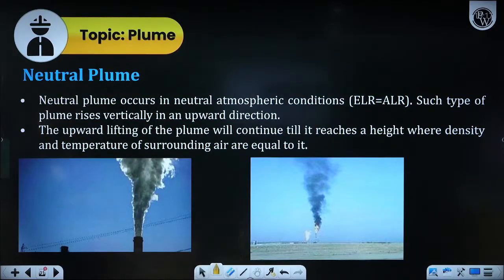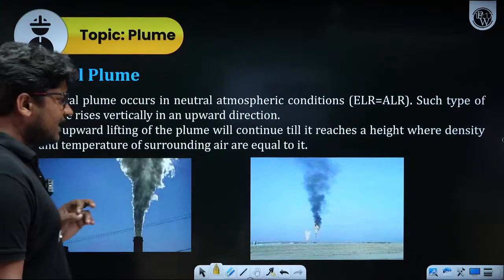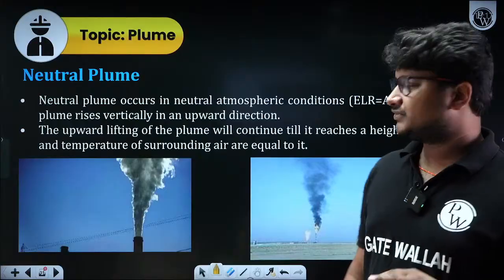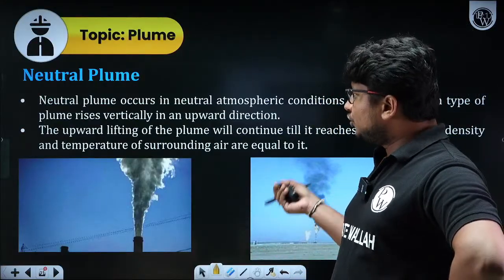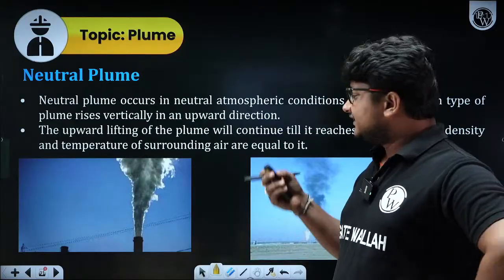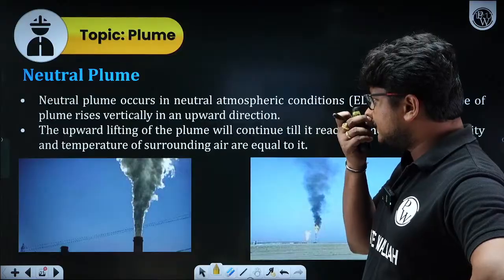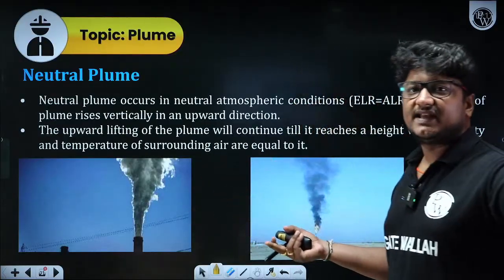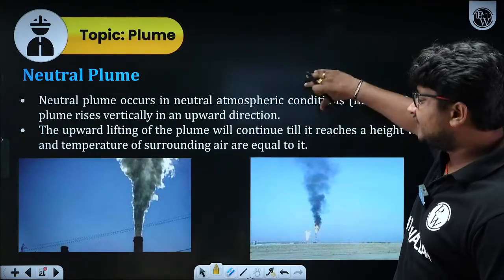Okay. Now, the next case is the neutral plume. In a neutral plume, what happens? Your ELR and ALR. For this, I am not making any diagram. For a neutral plume, what you will find is that the ELR and ALR are the same. So when ELR and ALR are the same, what happens basically is that the plume will go simply vertically upward.